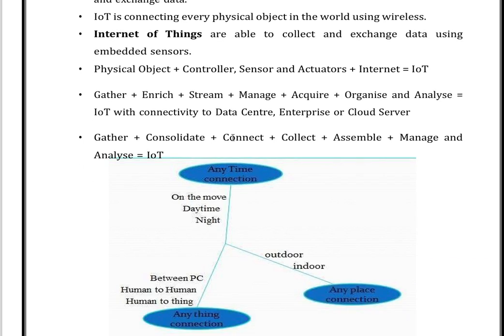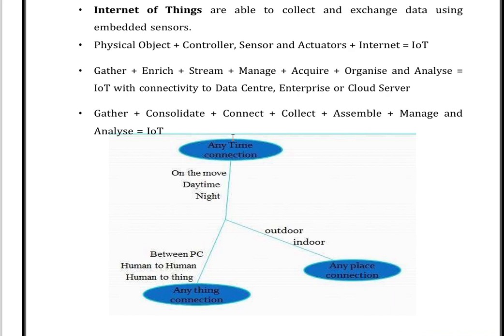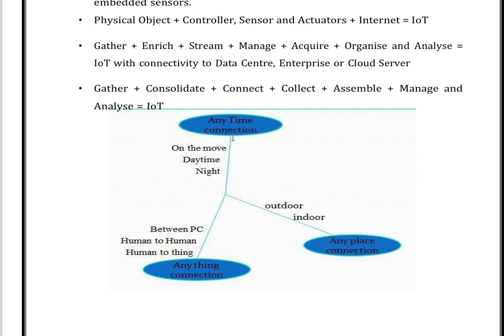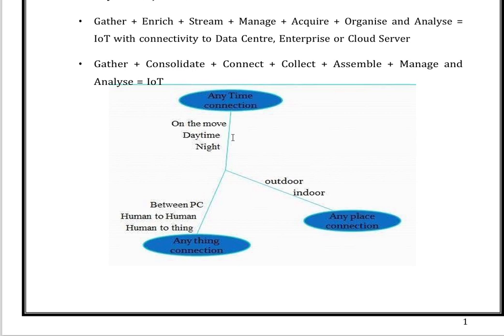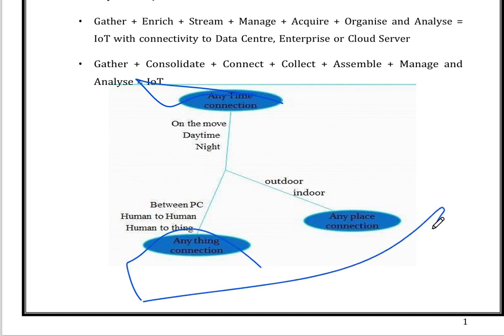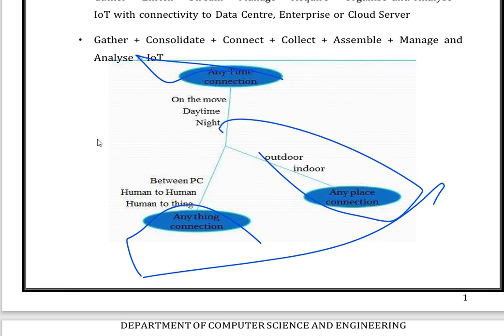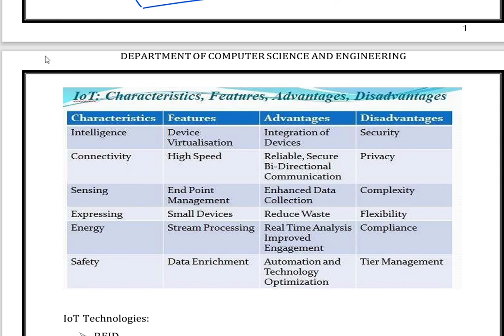Gather plus enrich plus stream plus manage plus acquire plus organize equals IoT with connectivity to data center. Gather plus consolidate plus connect plus collect plus assemble plus manage and analyze equals IoT. Anytime connection, day or night, between a PC, human to human communication, anything connection, any place connection, outdoor, which means it connects with the databases and outside.